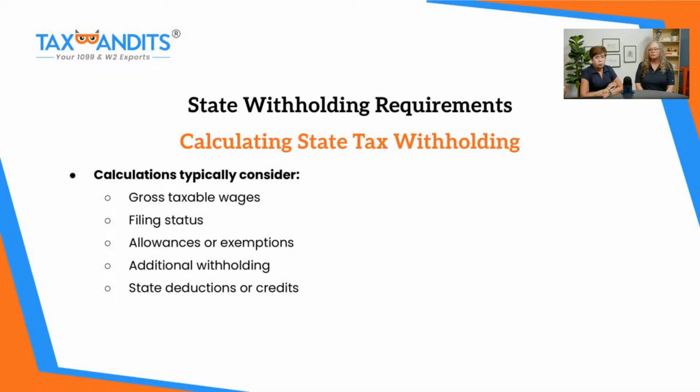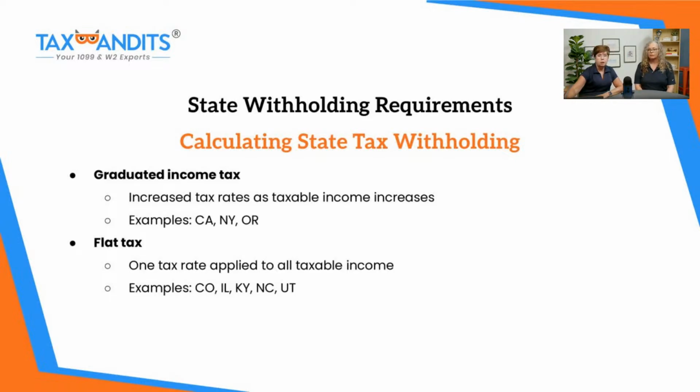So when you're calculating state tax withholding, you are going to look at your gross taxable wages, the filing status, which is dependent on how the employee filled out their state withholding form, the number of allowances or exemptions that they claim, if they've requested to have additional withholding, and if they're eligible for any type of state deduction or credit. There are some special taxations.